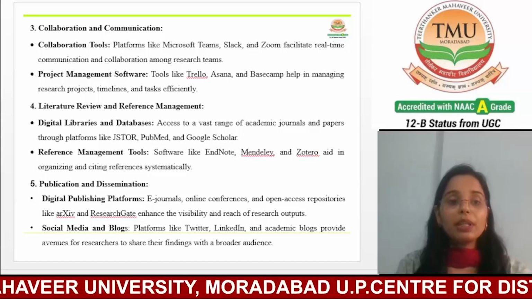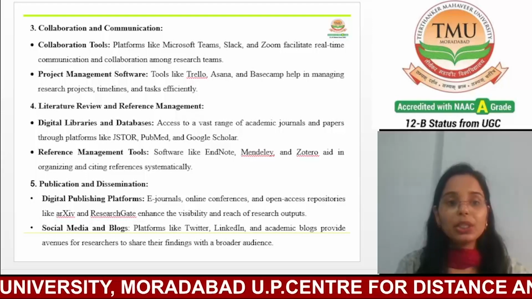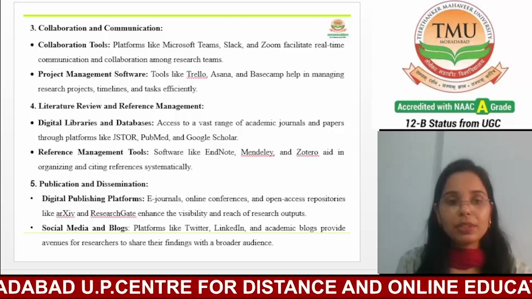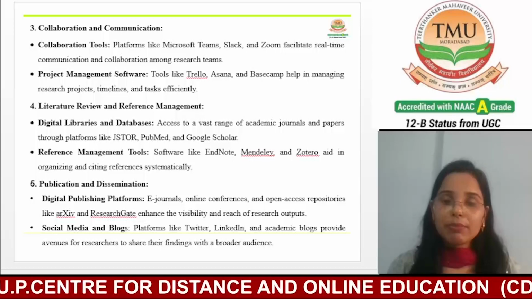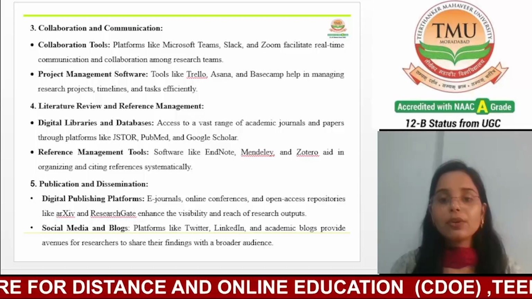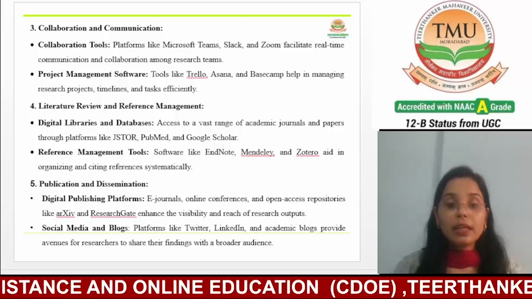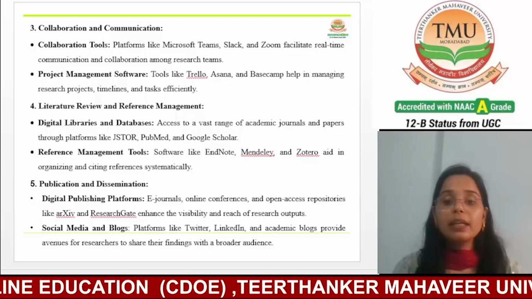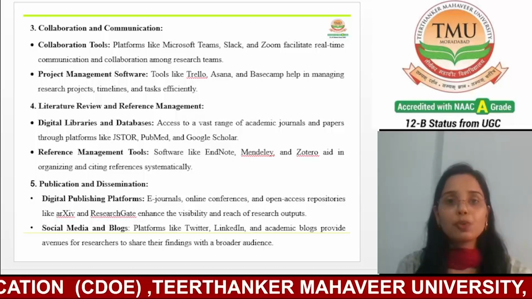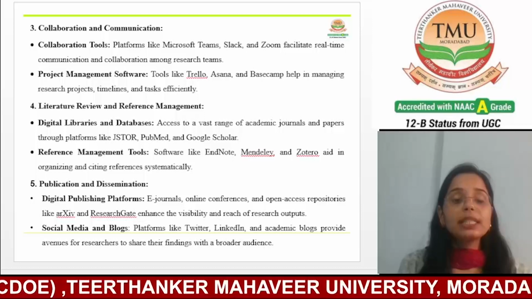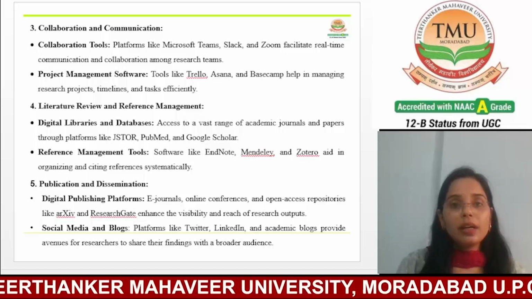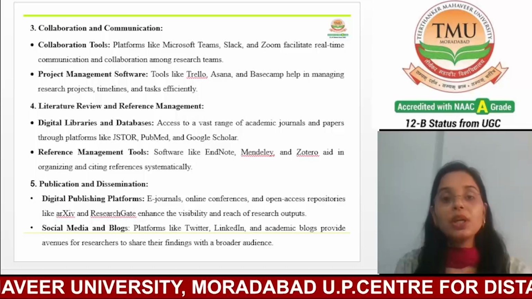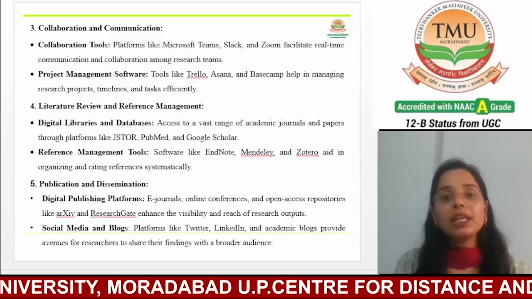Now let's discuss the fifth one, publication and dissemination. The first one is digital publishing platforms. Digital publishing platforms like e-journals, online conferences, and open access repositories like ResearchGate enhance the visibility and reach of research output. That means digital publishing platforms are very essential for every researcher to upload their work on that particular platform.